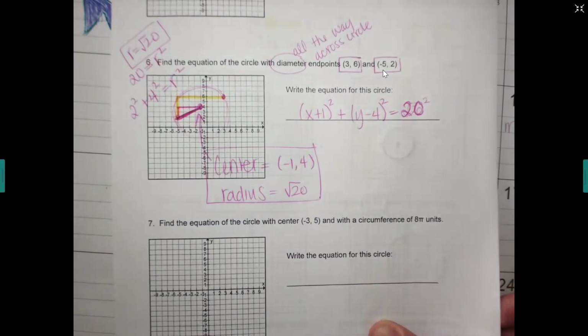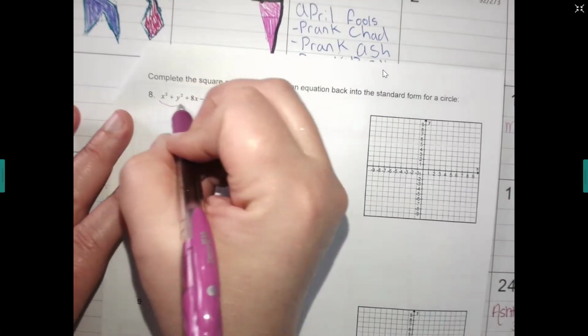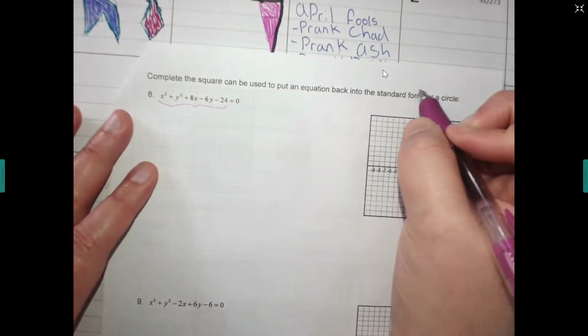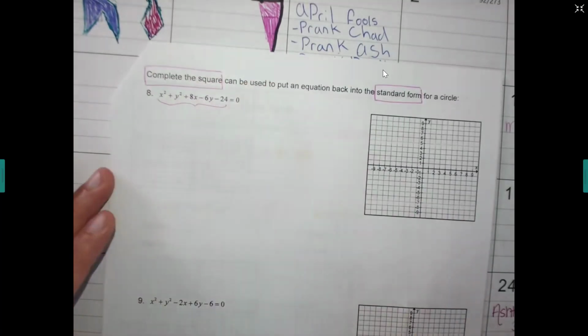You'll notice that your equations are written in this format, not the standard graphing form that we need them to be in. So you're going to use a tool called Complete the Square. You probably haven't done this since Algebra 2, but I'll remind you how to do it. It's really not that hard.